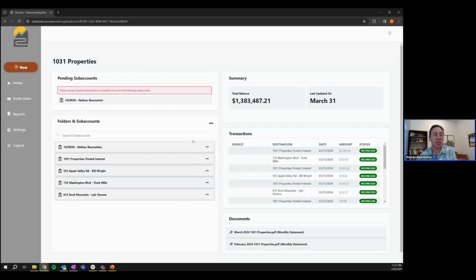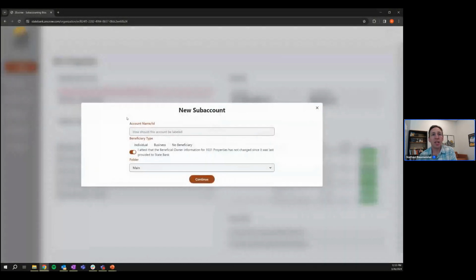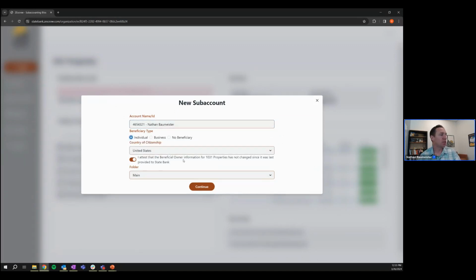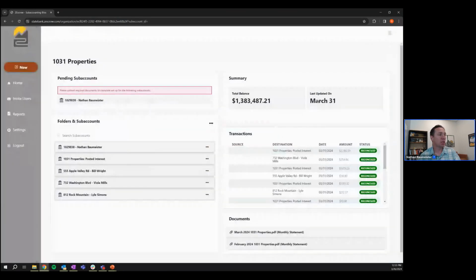Really, the idea here, and this is one of the unique things of our system within this ecosystem, is it's 100% self-serve. 1031 Properties can come in, they can open up a new sub account, extremely easy, anytime they need to. Name the account whatever they want, whether it's a number because they have an internal ID or it's someone's name. You can associate what type of beneficiary type. You'd be able to get the W-9 form for interest purposes.